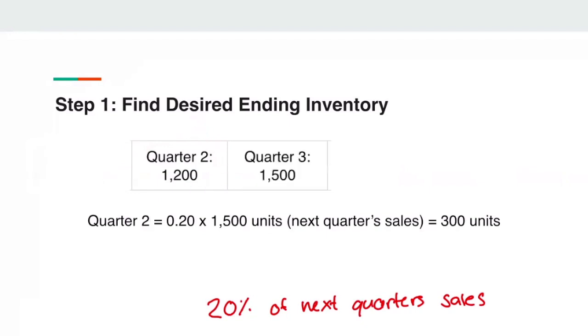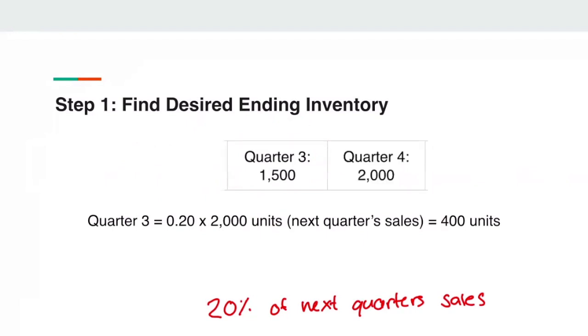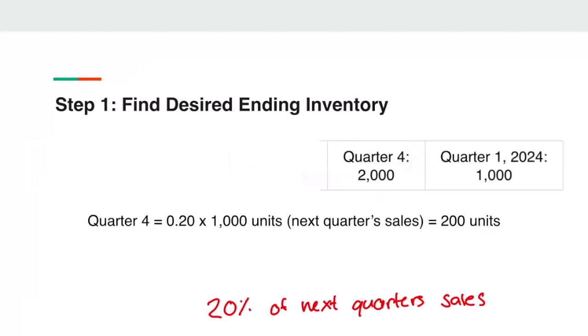For quarter 2, you will be using next quarter sales, which means quarter 3. For quarter 3, you will be using next quarter sales, which means quarter 4. And for quarter 4, the question told us that quarter 1 of next year is 1,000, which would be our next quarter sales.